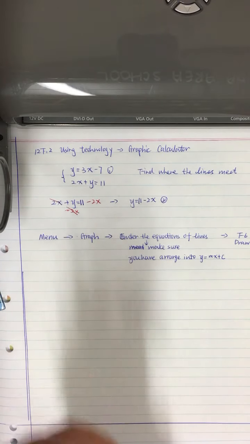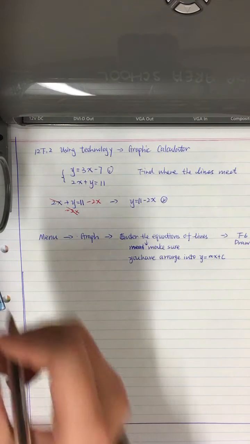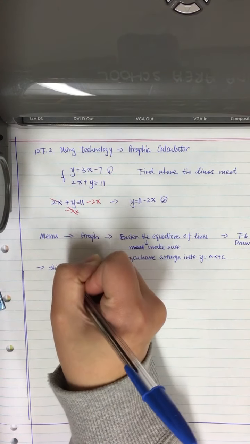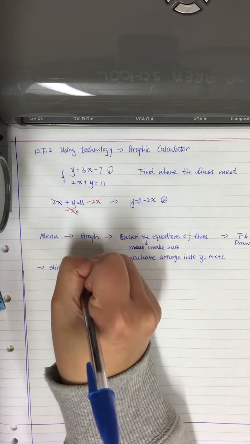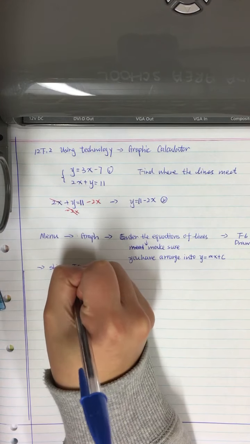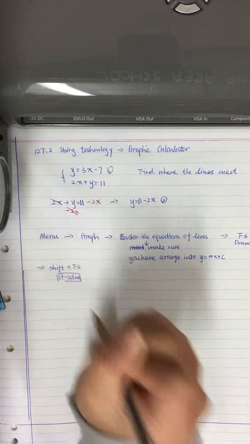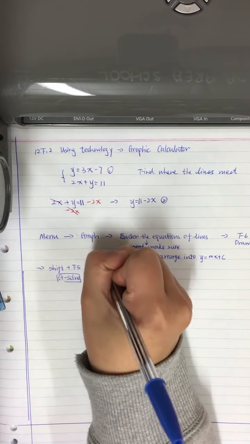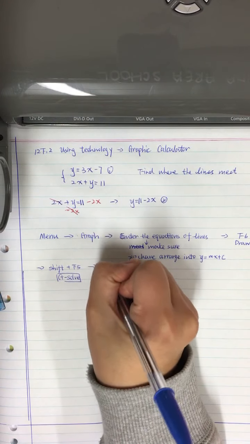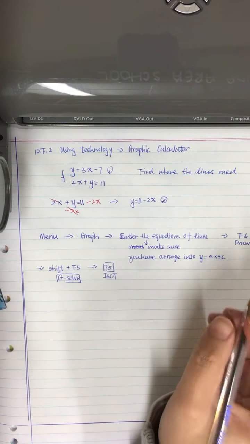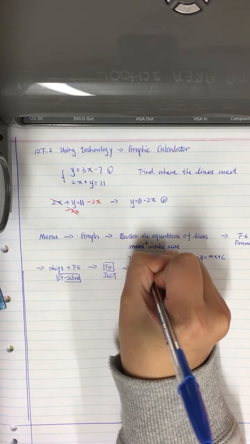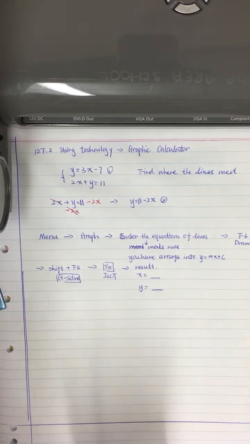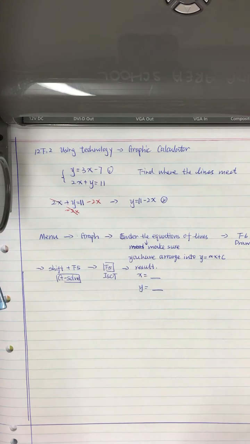Then you will see the two lines intersect. Then you press Shift and F5. That's G-Solve, graph solve. So Shift F5, and then you press F5, which finds the intersect point. Then you will get your result: x equals something, y equals something. Is that nice and easy by using the technology?